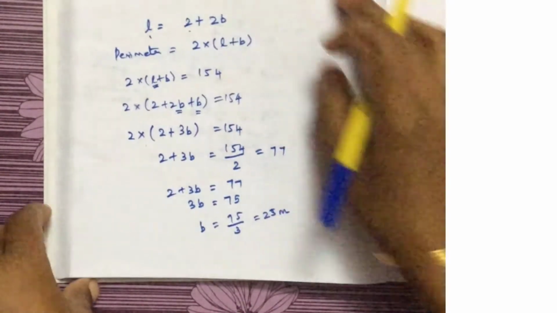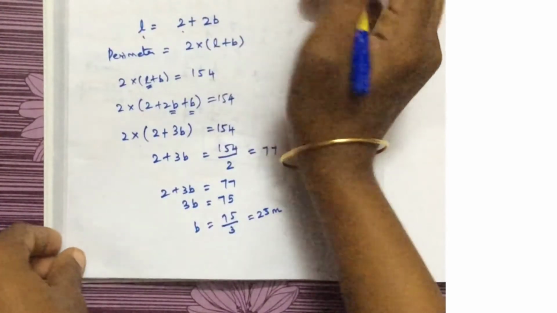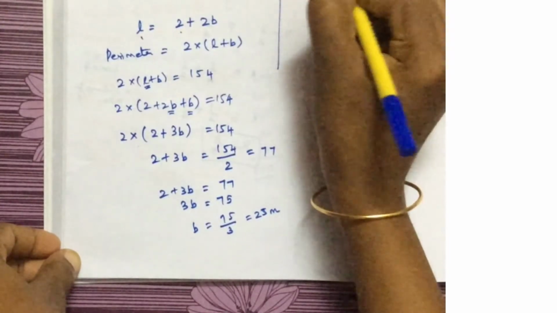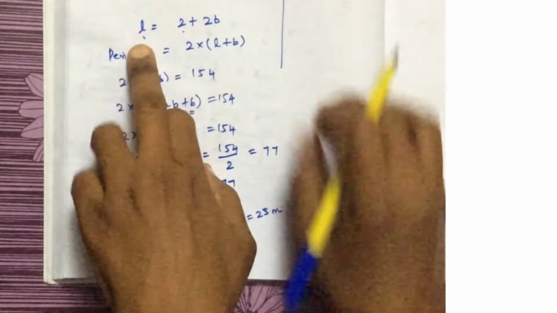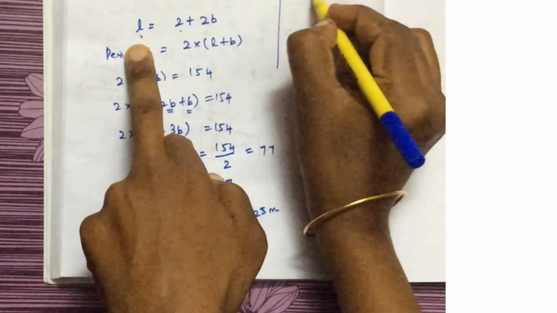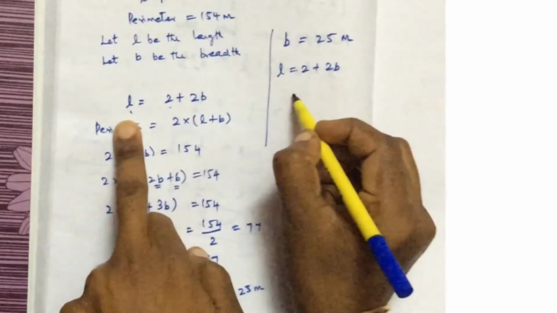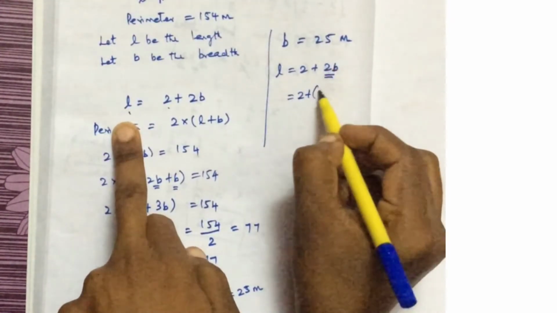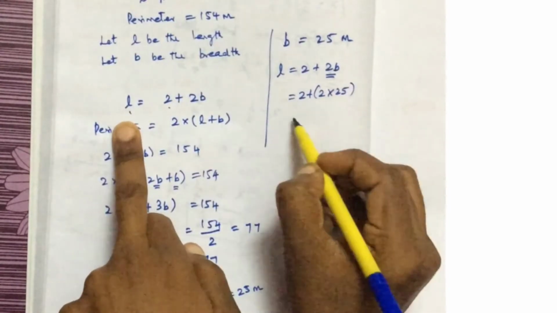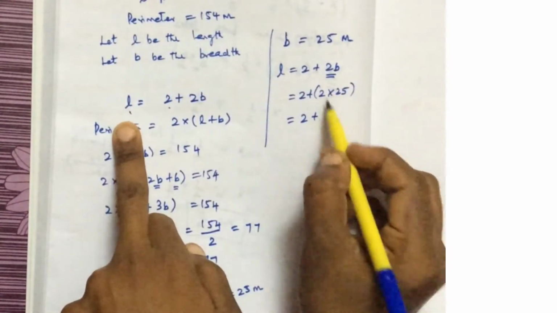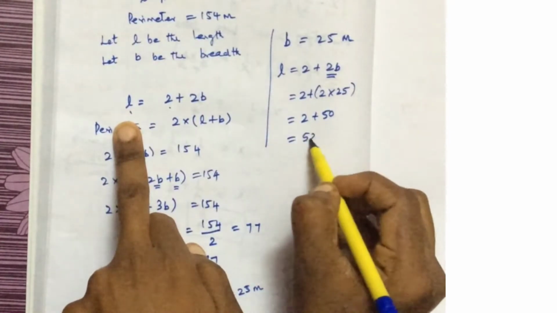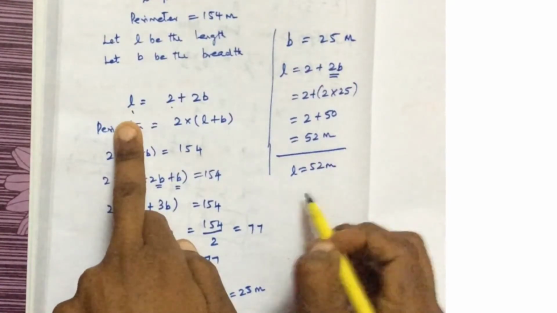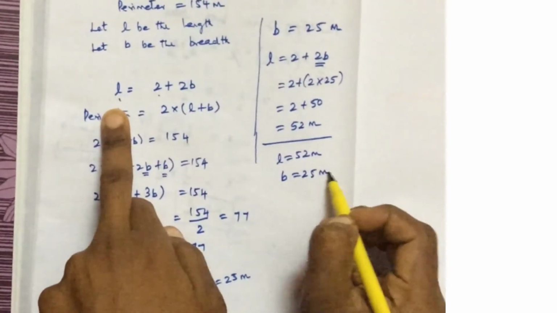Okay. Now what are the length and breadth of the pool? We got b as breadth. Breadth is 25 meter. Then you have to find the length. Length equal to 2 plus 2b. That is equal to 2 plus this 2b. Instead of this b, you have to substitute 25. 2 multiplied by 25. That is equal to 2 plus 25 into 2, 50. That is equal to 52 meter. The answer is length is 52 meter and breadth is 25 meter.